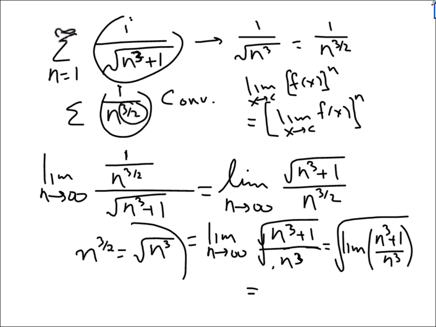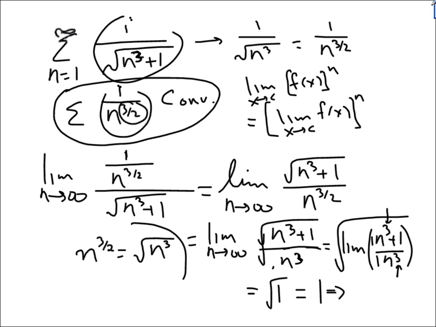But that limit is 1, because the highest powers are the same, so you divide the numbers in front. 1 over 1 is 1, and the square root of 1 is 1. This is positive and finite. That implies, now no random guessing, go back and read what you wrote, what you compared it to converges. So the summation of 1 over the square root of n cubed plus 1 converges.